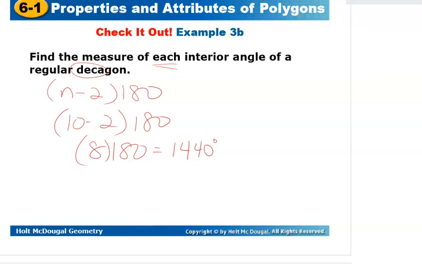Now it asks for each, so what are we going to do with that? Because this is the total. I have 8 sides, and therefore 8 angles, so I'm going to divide this by 8. And I get 180 degrees for each. So look for those key words.